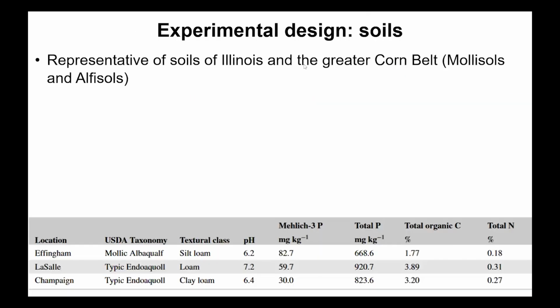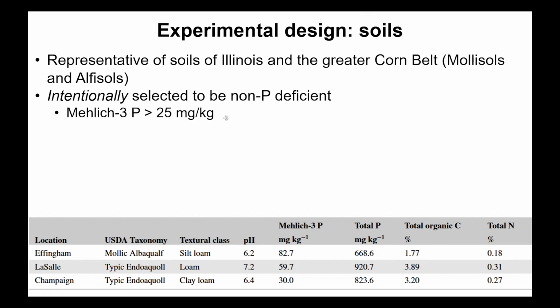So for our work, we wanted to do a proof of concept that would compare the two more commonly used methods, PUE by difference versus PUE by isotope. And for this, we chose three soils from Illinois that represent the major soil types of the state in the Corn Belt, mollisols and alfisols. And we intentionally chose these to be adequate in soil phosphorus, meaning that they are above the critical soil test value of 25 ppm. I'm not going to call this high available P because Mehlich-3 P, like any soil test, is not availability. It's simply a way to predict crop yield response to P. There's a key nuance there.